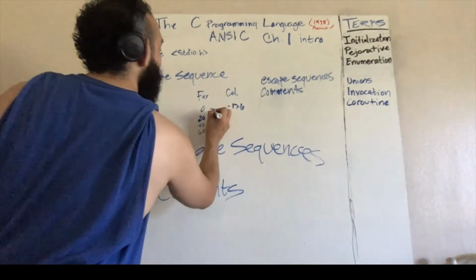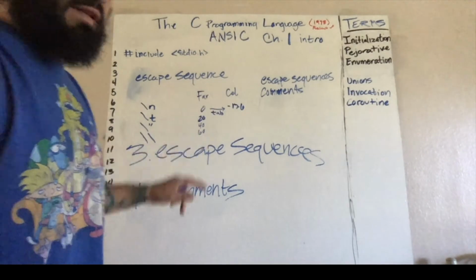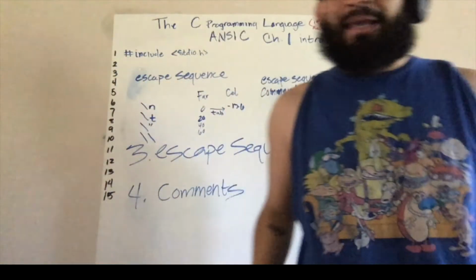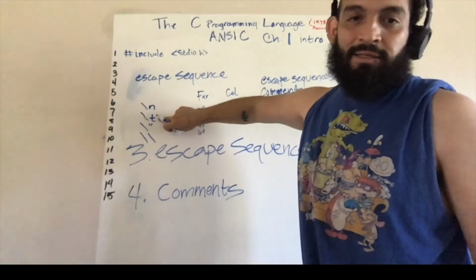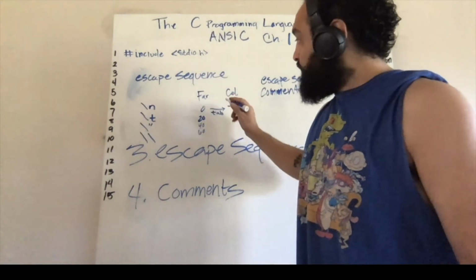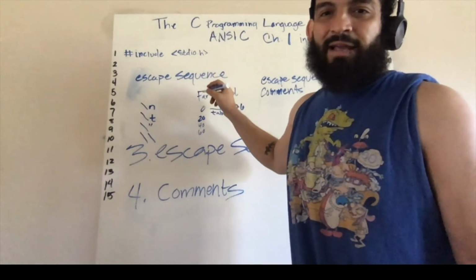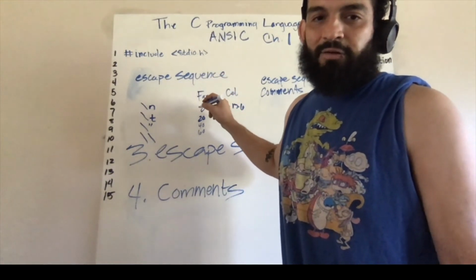This right here is a tab, right? That's all it is. That's what tab is. It's an escape sequence for tab. Slash T says tab over. So when I write my program, I'm gonna say 0 Fahrenheit is equal to 0. It's gonna be right here, right?